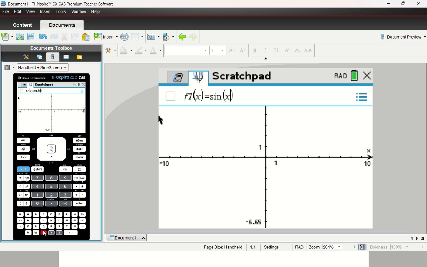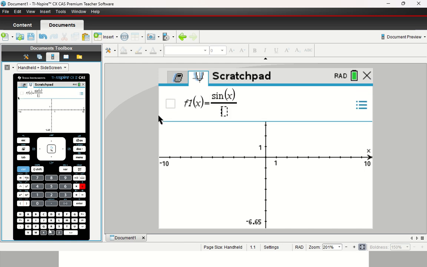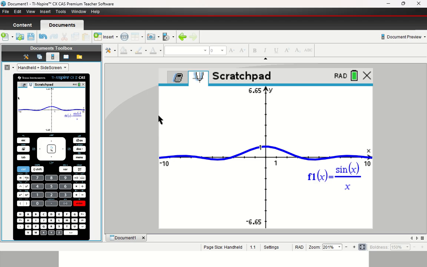Was it sin x over x? It was just sin x over x, right? Yeah. Okay. Hit enter. See? There we go. Now, does anything look really weird? What do you think this should say?